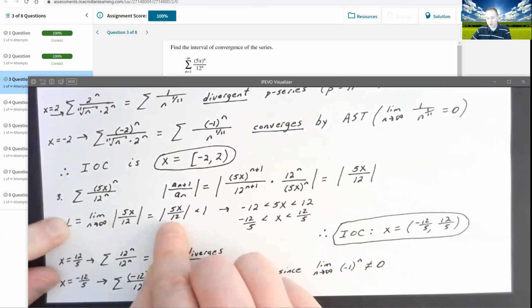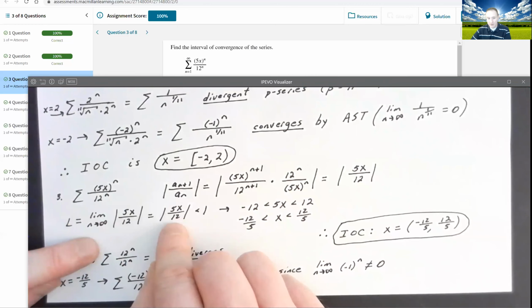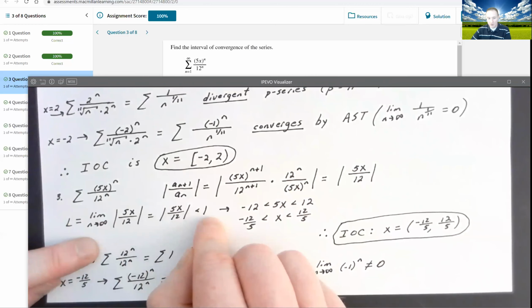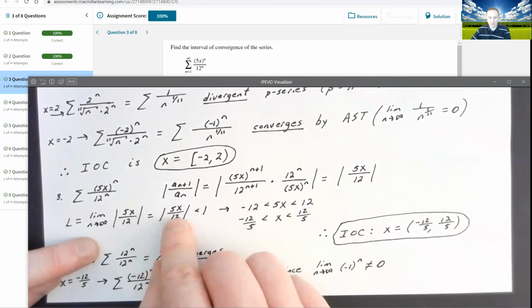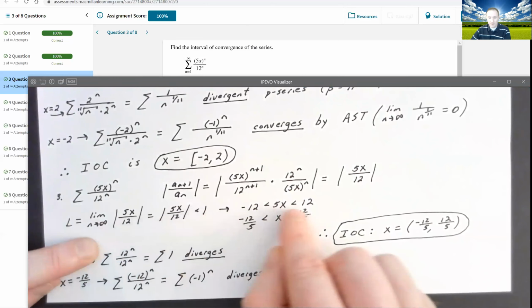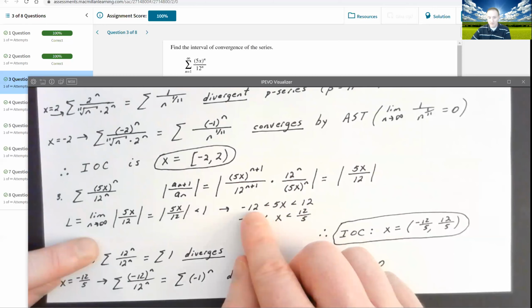Now, what the ratio test tells you is that the limit as n approaches infinity of this expression needs to be less than 1. Okay, then that means 5x is going to have to be, I could multiply by 12, 5x is going to have to be less than 12 and greater than negative 12.